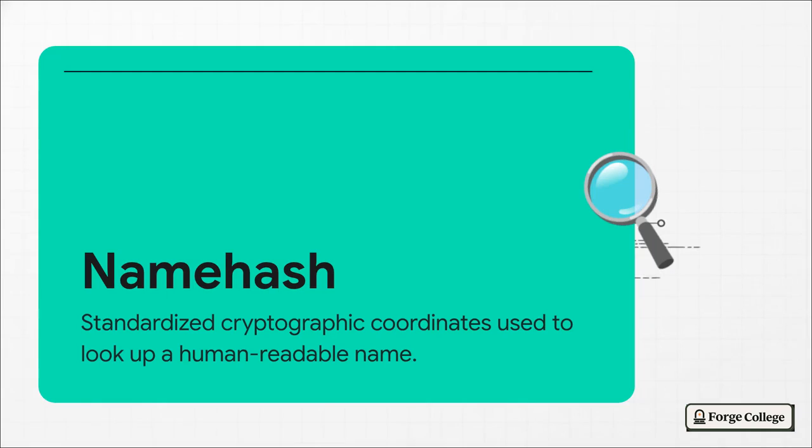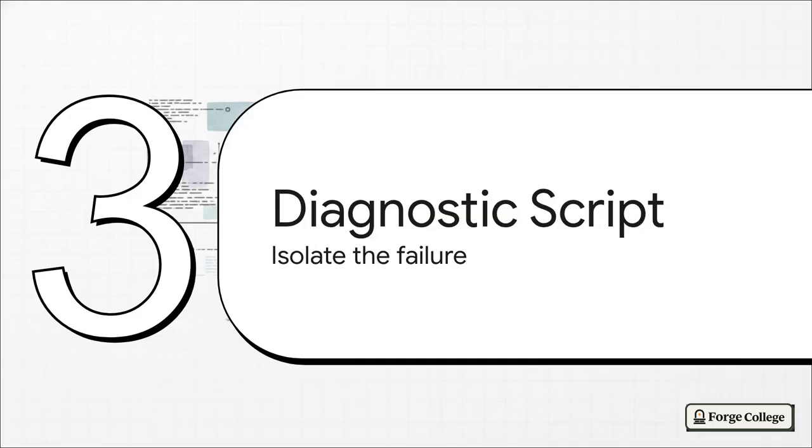But hey, before we can interrogate these suspects, we have to speak their language. Enter the namehash. This is the standardized cryptographic coordinate that the Ethereum network uses to actually look up a human-readable name. Because believe it or not, smart contracts do not read alice.eth. They prefer their data a bit less readable, requiring a 32-byte cryptographic hash. If you don't compute that namehash correctly on your front end, the registry literally has no idea what you're asking for.